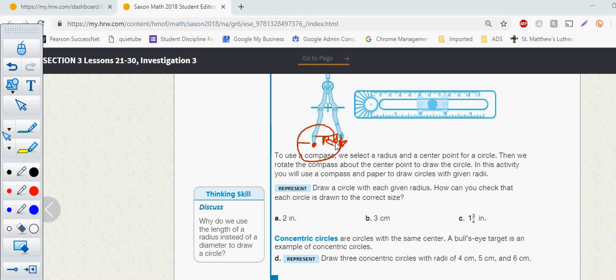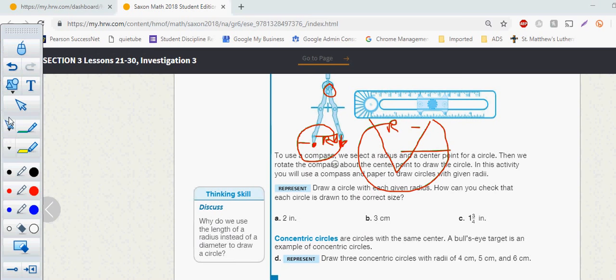Pull that apart, and if it doesn't measure on the compass itself, then put it up next to your ruler like that. Let's say we're going for a 1.5 inch radius. That's going to be your radius, and then it's going to circle all the way around, and it's going to be a true radius.